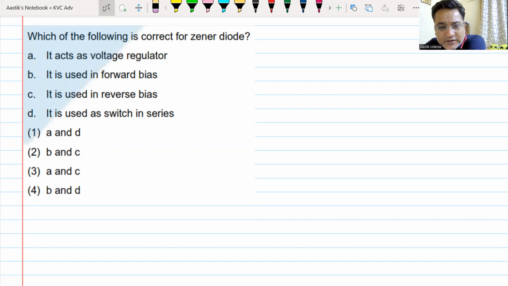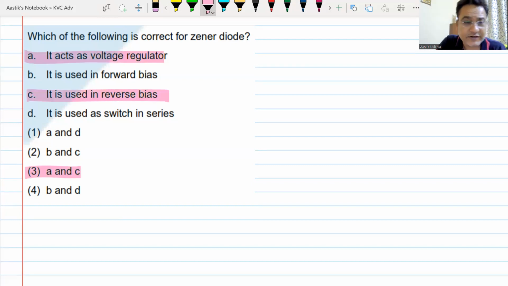Which of the following is correct for a Zener diode? Anyone knows it? What is the answer? This question can very well come in NEET as well. It's as simple as that. Option 3, sir. The answer is option 3. It acts as a voltage regulator.